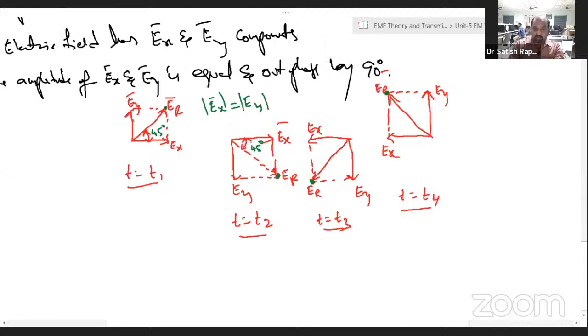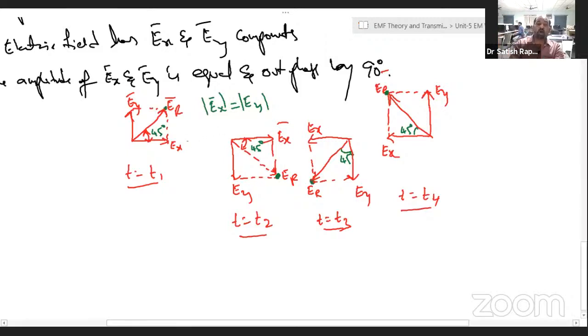And similarly, from T equal to T2 to T equal to T3, again this is 45 and here is 45, total 90 degrees. And here it is 45 degrees, so total 90 degrees. Therefore, the resultant electric field is at every time moving with a 90 degrees phase shift.